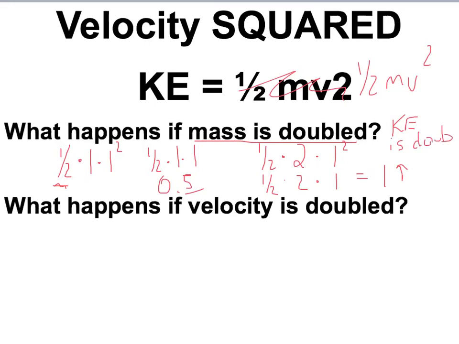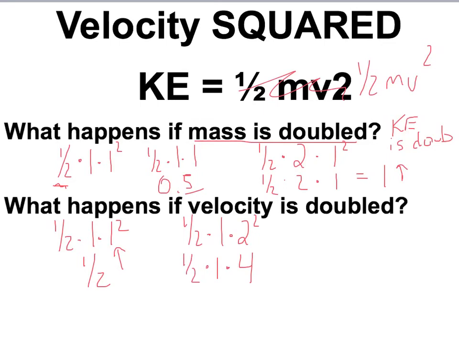Now what happens if velocity is doubled? Well, let's start with this again. 1/2 times 1 squared equals 1/2. Now what we're going to do is we're going to double velocity. So 1/2 times 1 times 2 squared. And now if we square 2, we get 4.